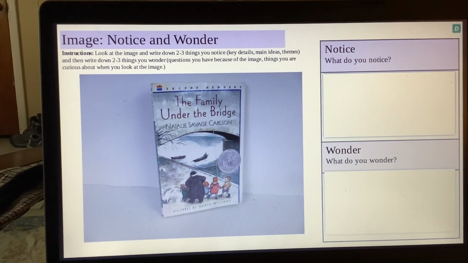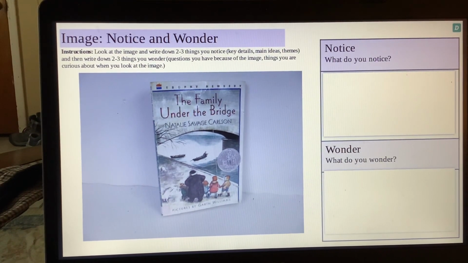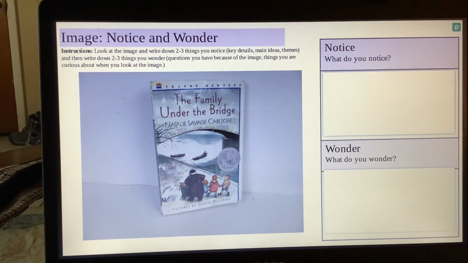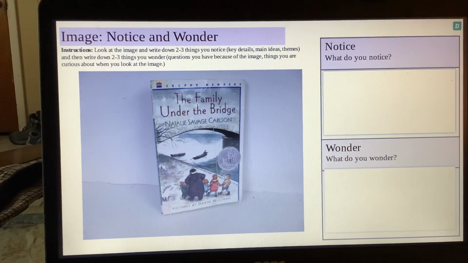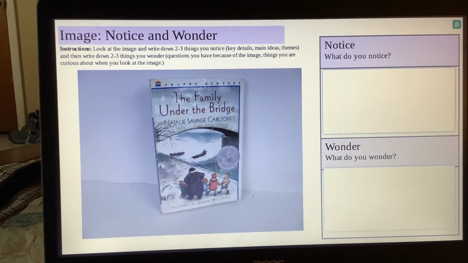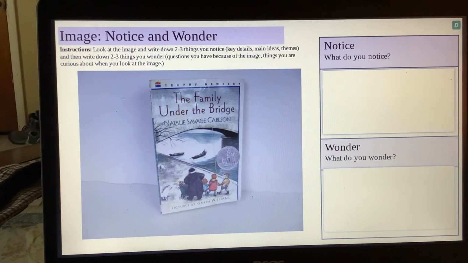The vocabulary I'm going to be working on is from a story that we read in my classroom called The Family Under the Bridge. So this is actually a lesson where I use the Frayer model. We begin the lesson by taking a look at the cover of the book, and then we do some noticings, like what do you notice about the book?